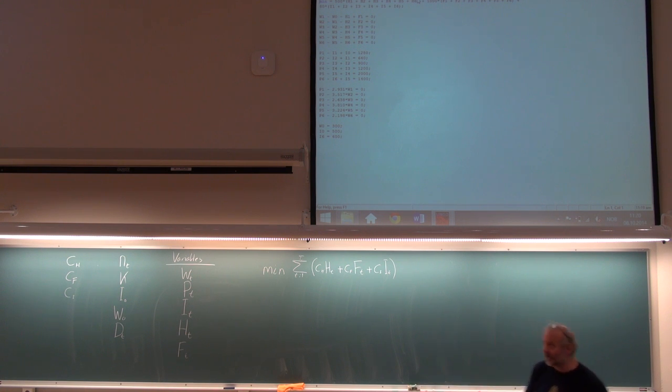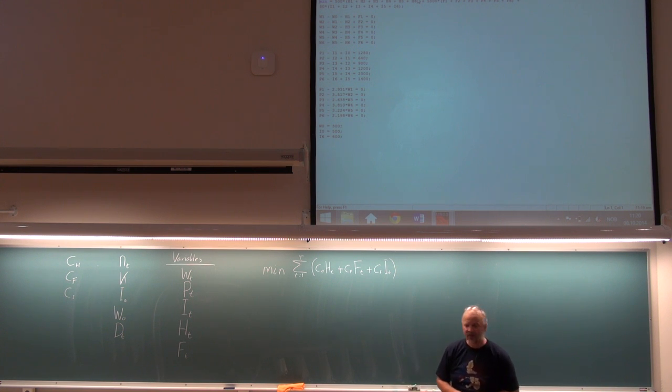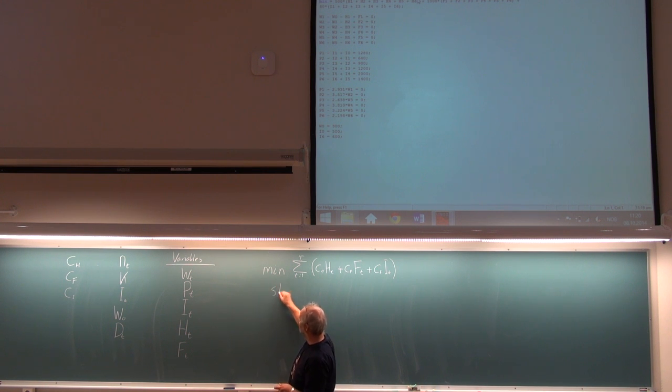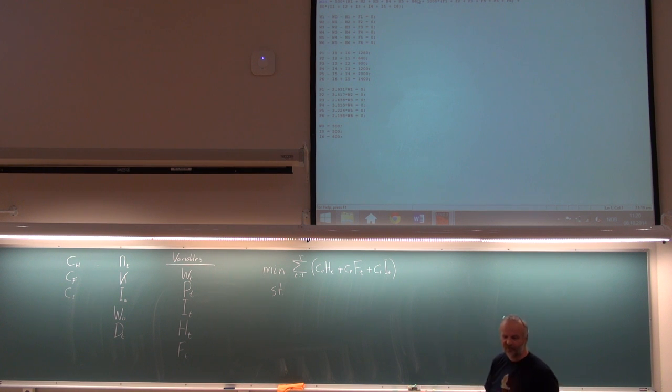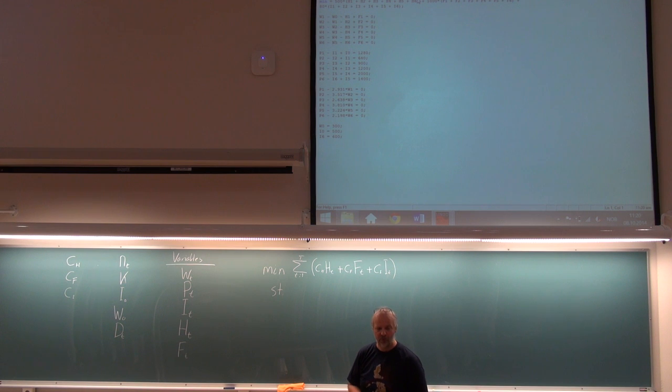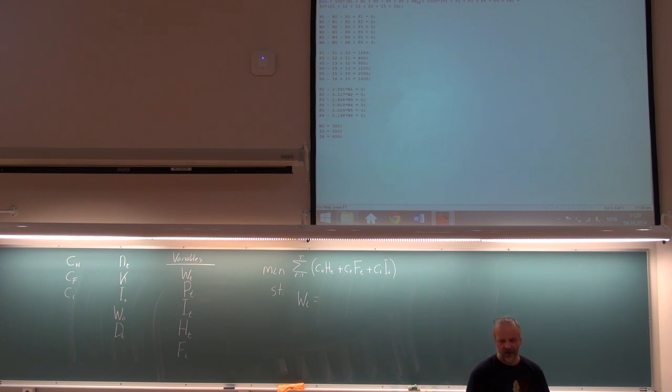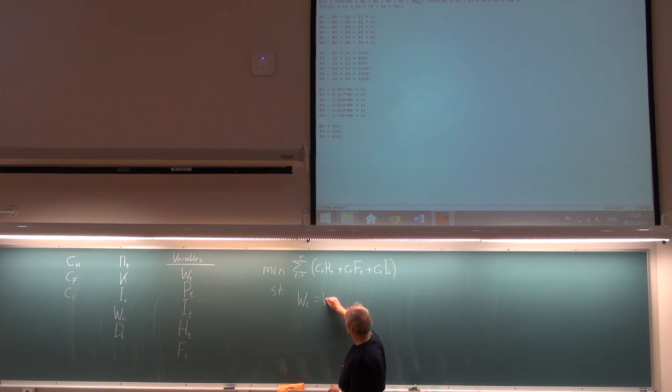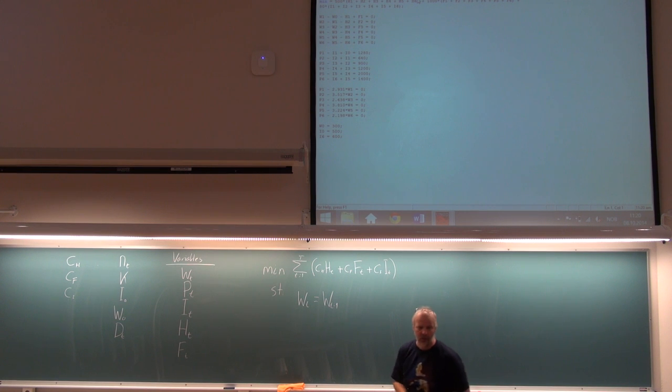And then we have some constraints here, because we need to satisfy something. We cannot just minimize this, because then everything would be zero. So we need to satisfy and meet the production. And also, we have what we call the balancing constraints. So we can first define, subject to (ST), the balancing constraint for the workforce. And that means the workforce, the W of T, the exact number of people employed in a period, should be equal to W of T minus 1, the number of people employed in the previous period, plus the number of hiring in the current period, and minus the number of firing in the current period.